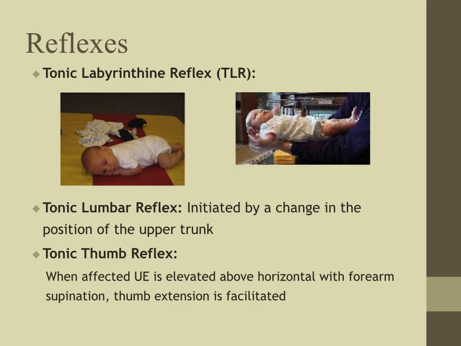Another reflex that we notice is the tonic labyrinth reflex, and you'll see it's initiated by a change in the position of the upper trunk. You can see when the baby's laying on the tummy, arms and legs are pulled in, and when the baby's on her back, all limbs are extended. There's also a tonic thumb reflex, which is if your affected upper extremity is elevated above horizontal with the forearm in supination, thumb extension is facilitated.